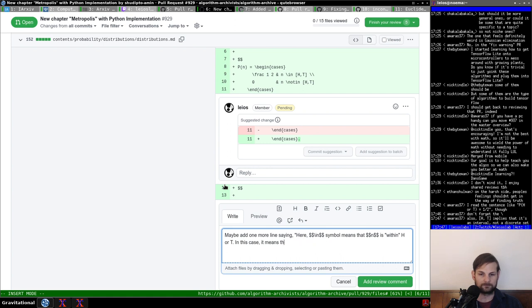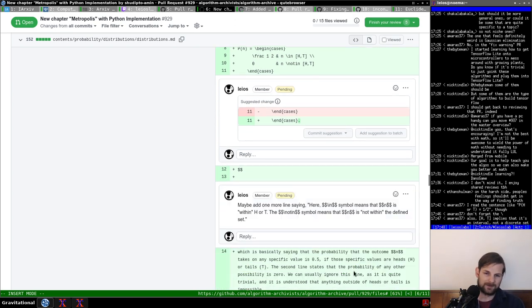Okay. Let's see. Let's just do this symbol, because there's another sentence immediately after, not in. It means that n is not in the defined set. I think that's fine for the most part. Something like that. I'm not saying that's the best way to write it.